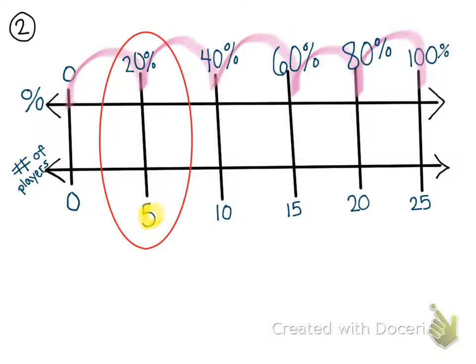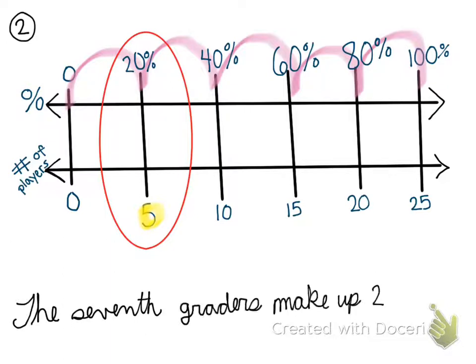I also know that 5 of the girls, the middle schoolers, are 7th graders. And the double number line clearly shows me that the 5 middle schoolers, the 7th graders, represent 20%. So the 7th graders make up 20% of the team.